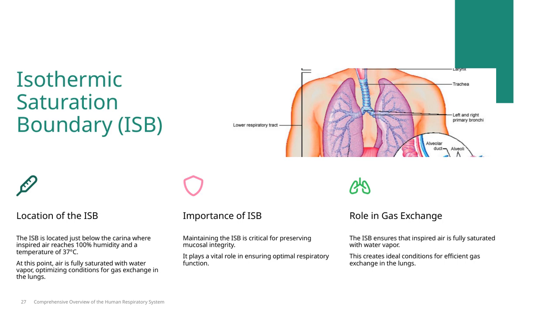exchange in the lungs. The role of the ISB is to ensure that the air we breathe in is fully humidified, which is vital for efficient oxygen and carbon dioxide exchange. By maintaining these ideal conditions, the ISB plays a key role in supporting overall respiratory health and function.